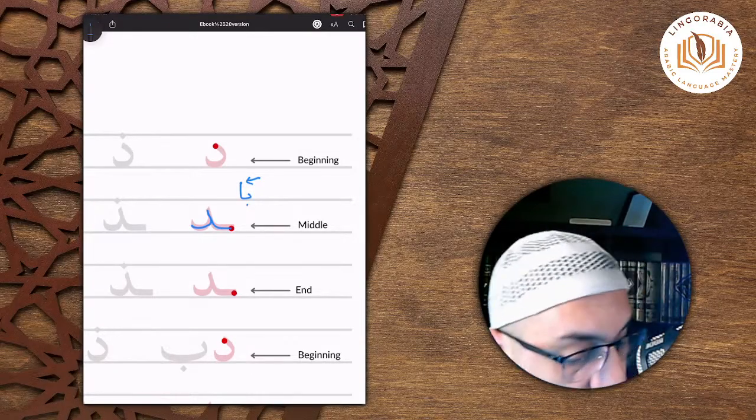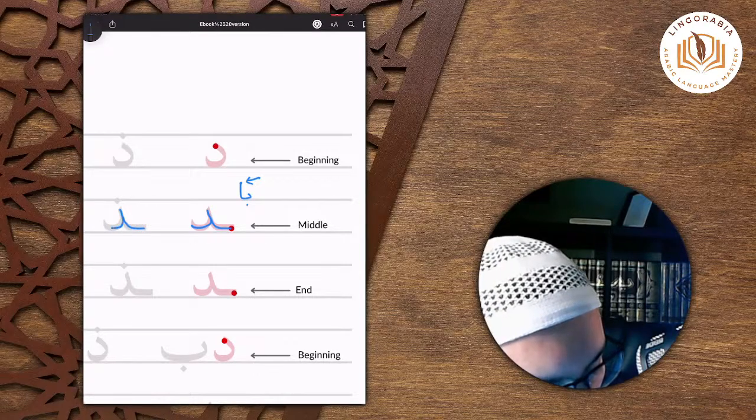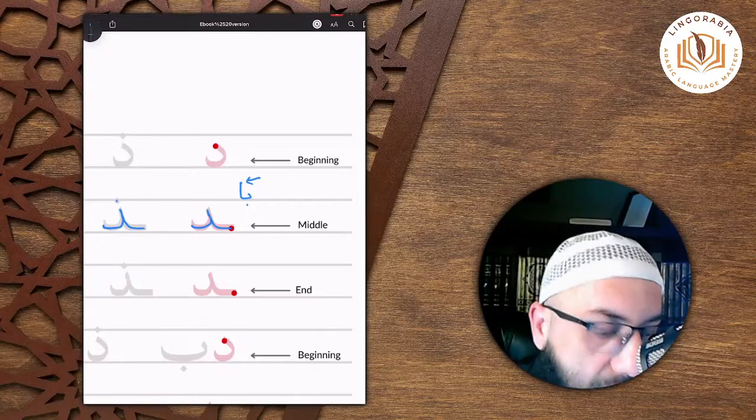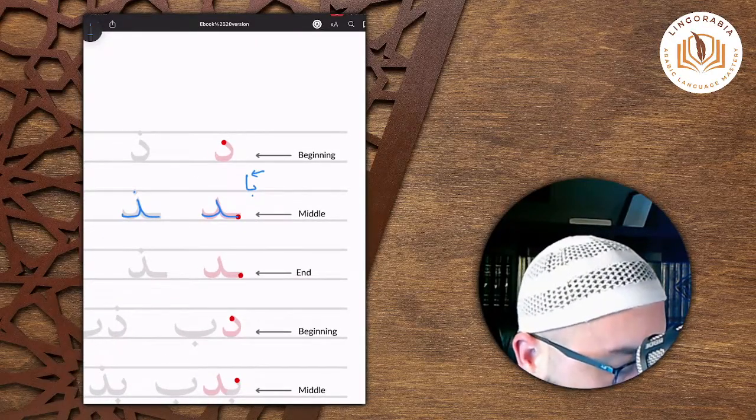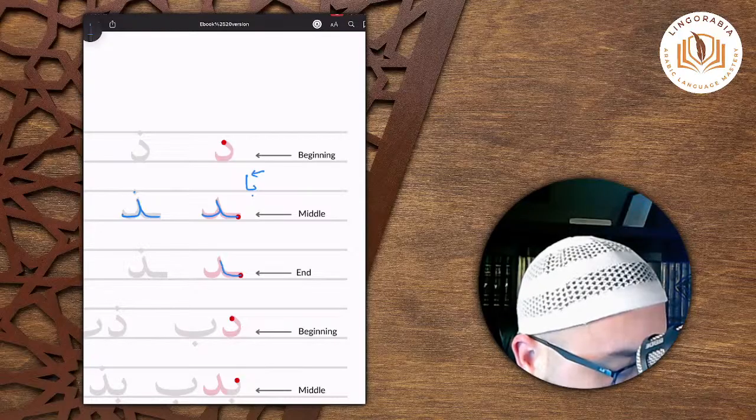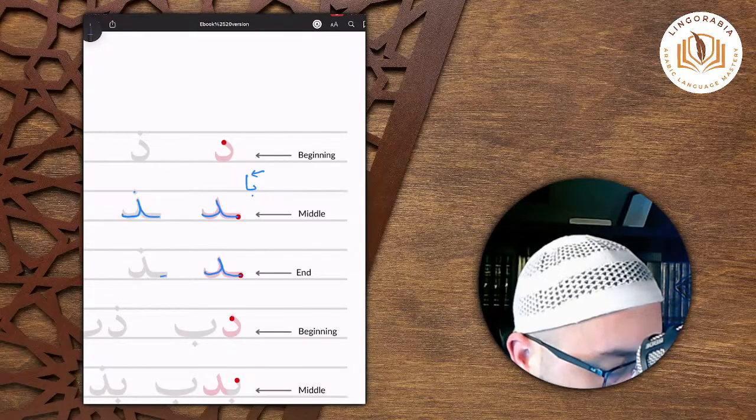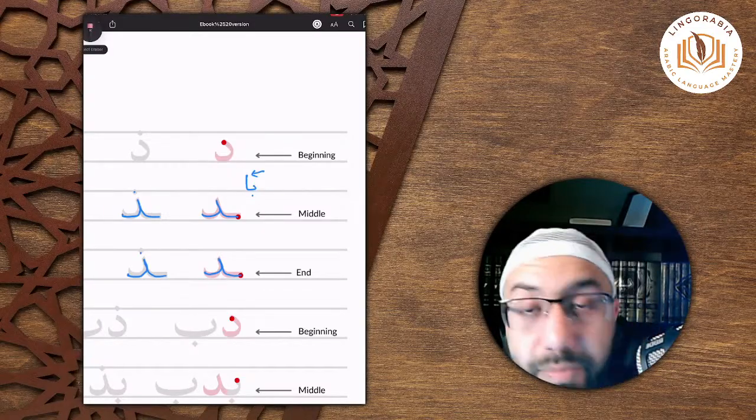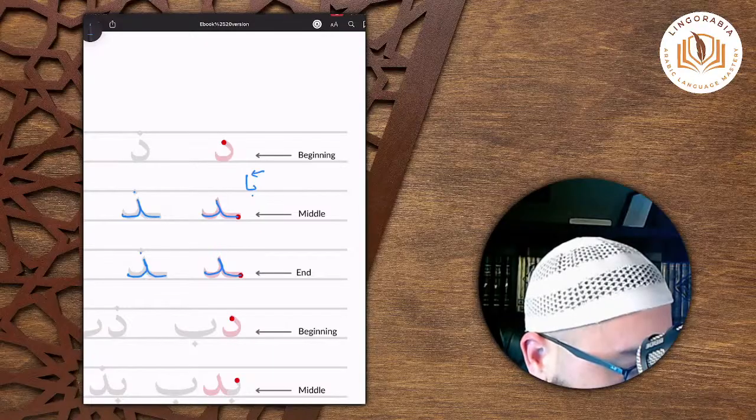And the dhal is similar to that. So you go up and you go down and you write the dhal. At the end, it's similar. You start at the red dot, you go up and then you go down and you write the dal and the dhal. So that's how you write it in the beginning and the middle.